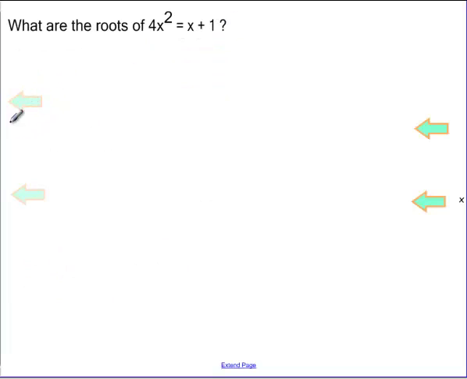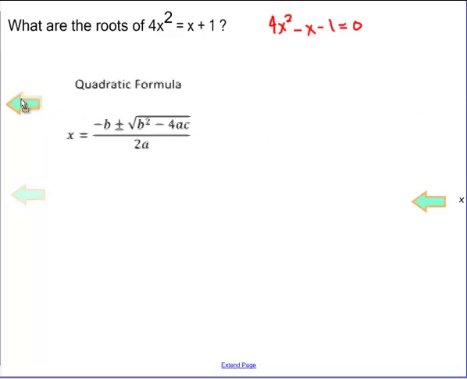All right. What are the roots of 4x squared minus x minus 1? The first thing I have to do is set it equal to 0 so that I can see if I can solve it. And I can't factor this. Obviously, you're not going to be able to factor anything. They want you to use the quadratic formula.